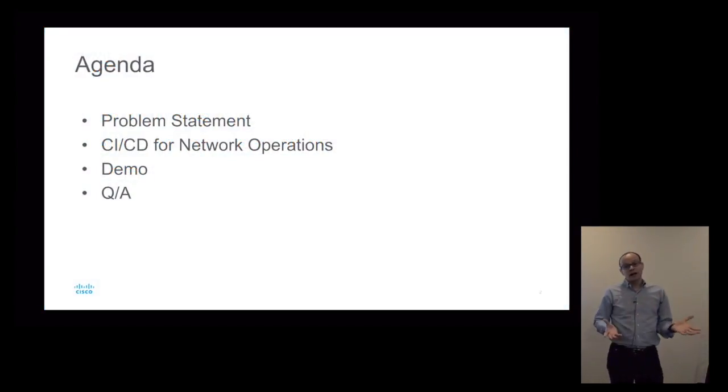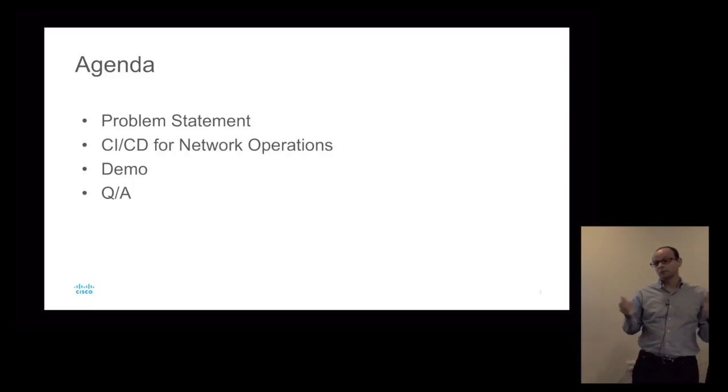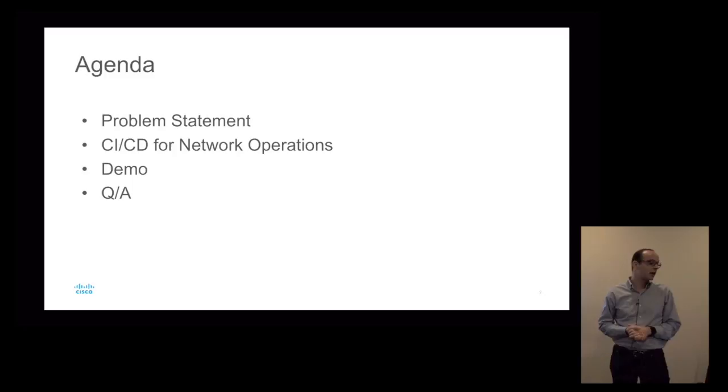So I'm going to define the problem statement, define what we mean by CI/CD, and how it relates to networking infrastructure and network customers. Then I'm going to show a demo. It's the same demo that we showed at PuppetConf back in October 2017 with the help of Rick and Rob. And then Q&A. And of course, you don't need to wait until the end for Q&A. You can stop me anytime as usual.